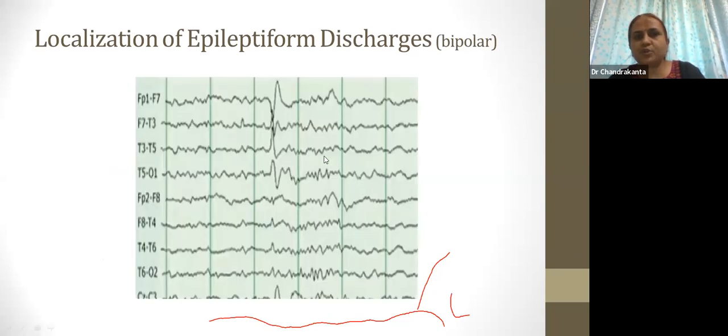This is again showing a phase reversal. So if you see in this, one spike is coming down, the other is going up, and here is showing a phase reversal. Okay. So in this, the likely electrode nearest to the epileptiform discharge is F7.